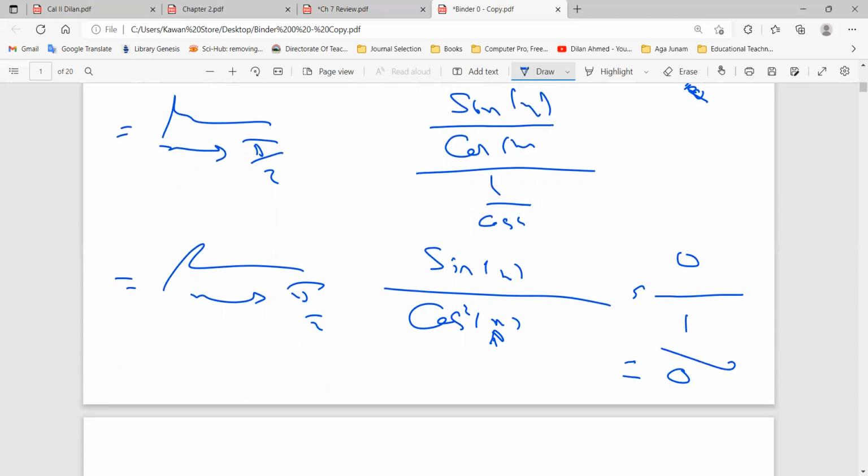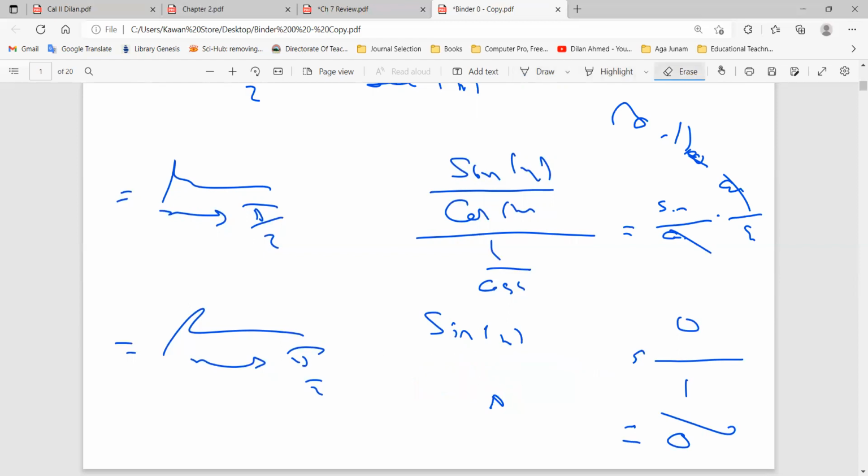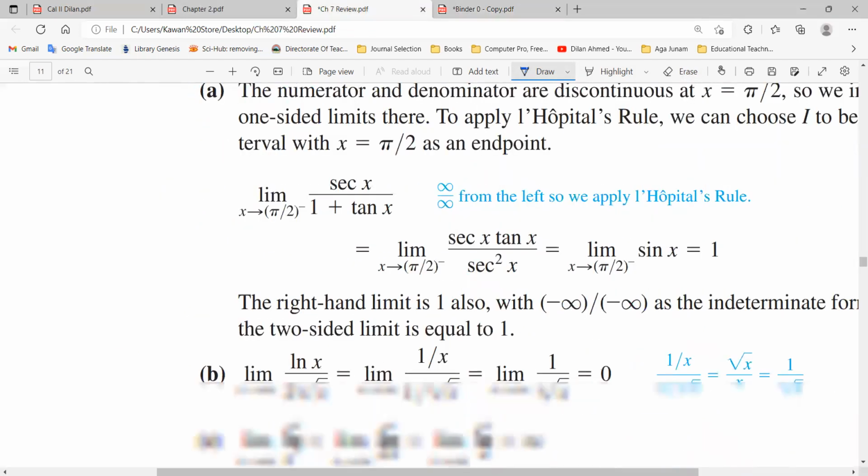Sine over cosine multiplied by cosine over 1. Sorry, you are right. The cosines cancel, so it remains just sine, and I'll get 0. Thank you. Understood.